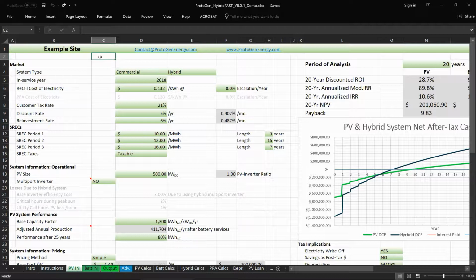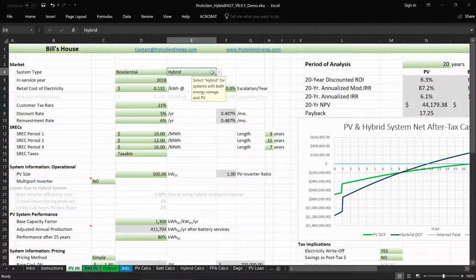For the purposes of this exercise, let's do a bit of a history lesson. So let's pretend that we are either a contractor doing owner's rep services, or maybe we're just a homeowner trying to compare a proposal that we got from a solar integrator. So we're going to look at just a residential PV only system. Let's call it, how about Bill's house? Much better. This is a residence, and we're only interested in PV only.